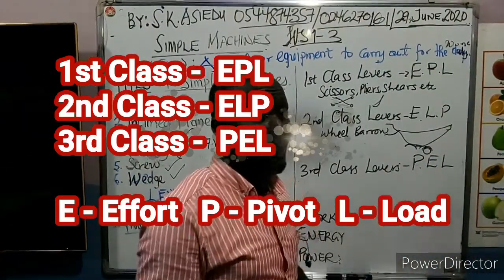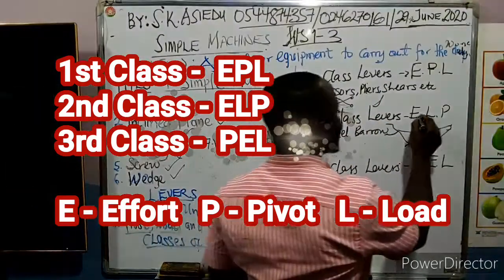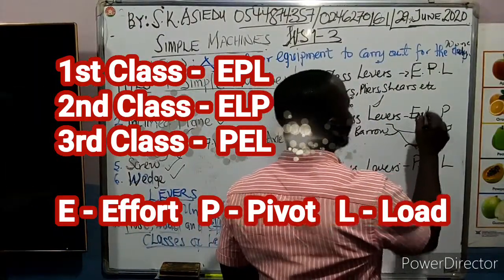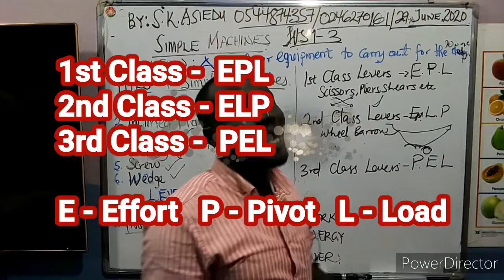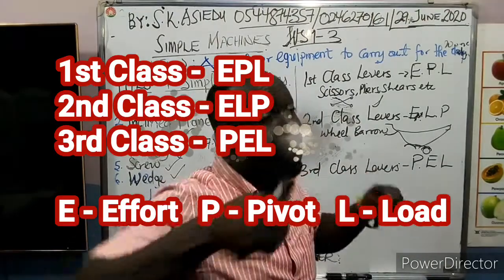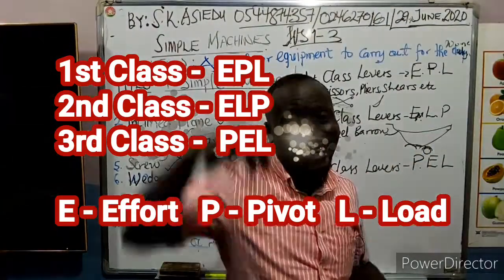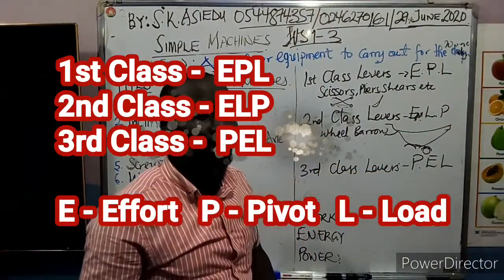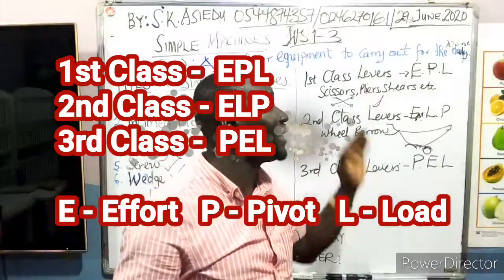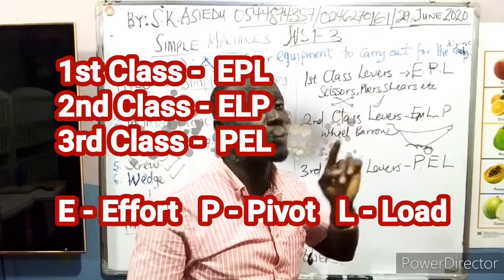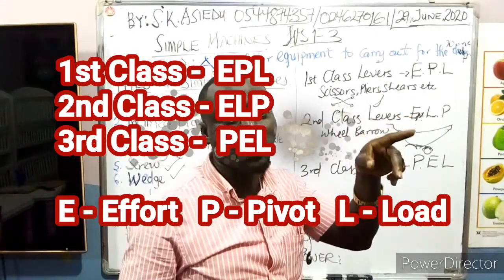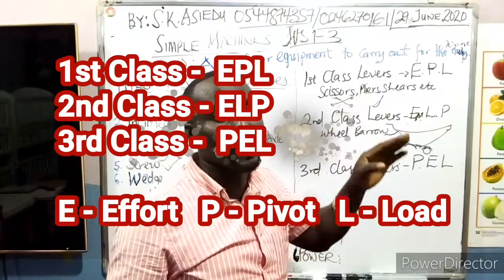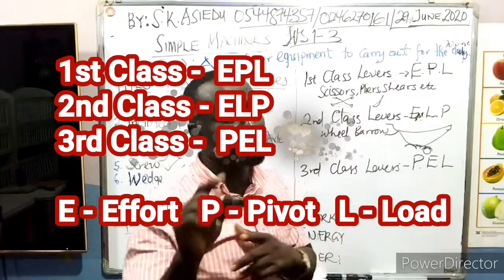Now let's talk about second class levers. How do you identify second class levers? For the second class lever, we have the effort also at the end. That's where you hold the load at the middle and then the pivot at the other end. So with second class levers, it is ELP. The first class lever was EPL. The second class lever is ELP, where the load is at the middle.